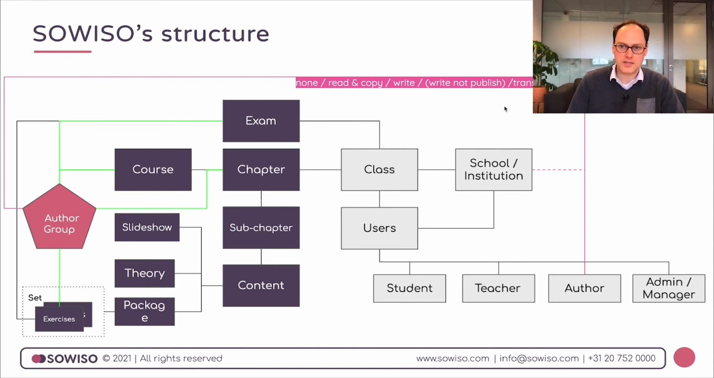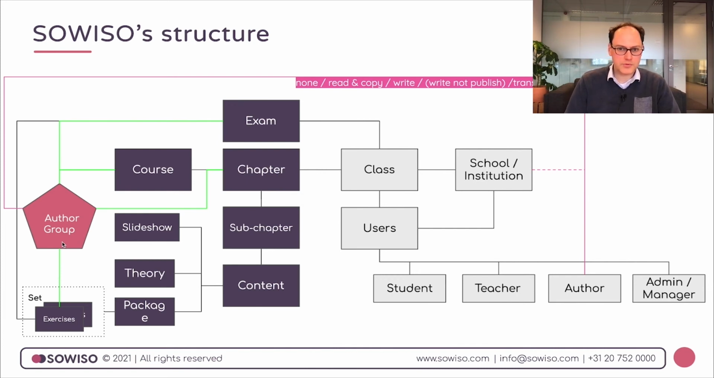And then there's translation options and write-not-publish options for some specific cases. If you would want to collaborate with others, setting up a specific authoring group for that makes a lot of sense. That way you can yourself determine which part of the content you share and which part you don't.